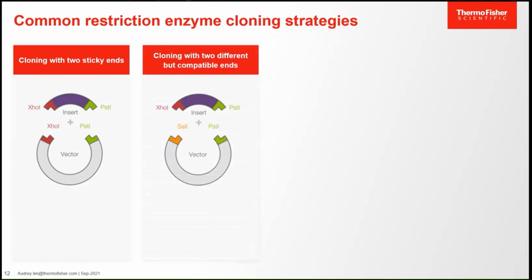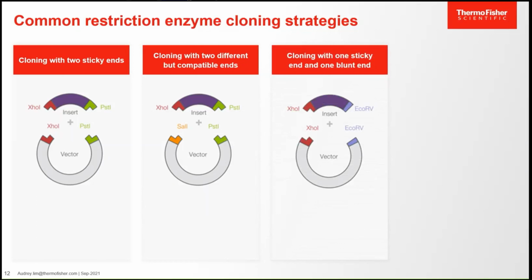Then the second strategy is cloning with two different but compatible ends, such as XhoI and SalI. It is the same as the first strategy, but the cleavage site of the original RE may be destroyed after ligation. The third one is cloning with one sticky end and one blunt end. It is also a directional cloning. However, ligation of the blunt end may be less efficient.